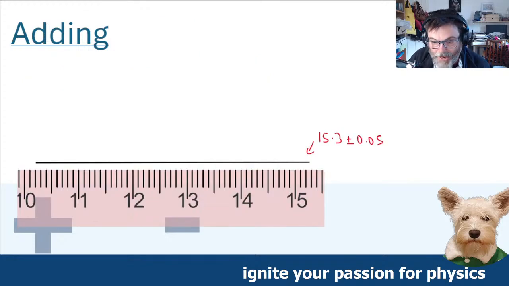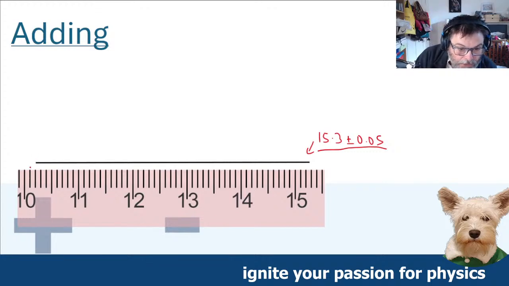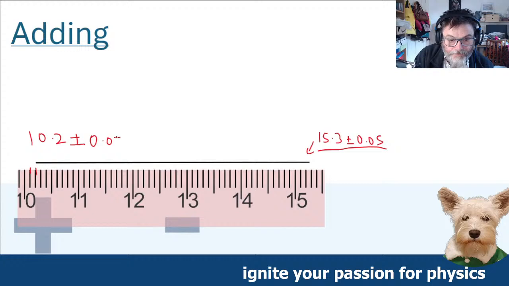So now we'll go back to our ruler. What we're going to do is think about how long that line there is. And so we have our 15.3 plus or minus 0.5. And what about the other end? Well, the other end is going to be about 10.2. So we're going to say 10.2 plus or minus the same absolute uncertainty, 0.05.